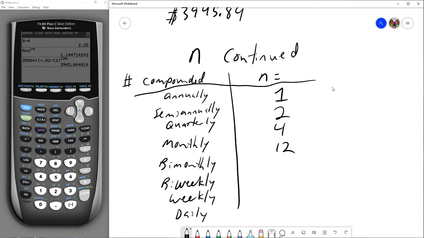Bi-monthly, now this is a tricky one. Bi-monthly says every 2 months. This BI here means 2, so every 2 months. Well, we have 12 months total, but now we're only being paid every other month. So we have to take that and divide by 2. So that's 6. Bi-weekly. How many weeks are in a year? 52. So we can answer the next one. That's 52. So bi-weekly is just like bi-monthly. So every other week. So that is 26. And then daily, 365. Alright. Those are some possibilities that n can equal.